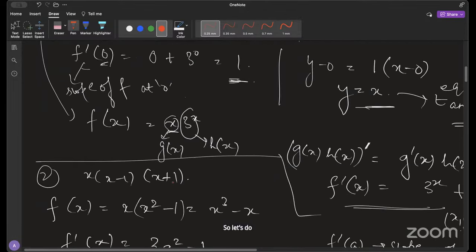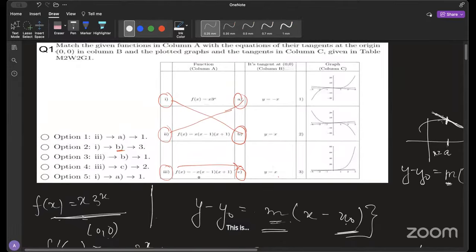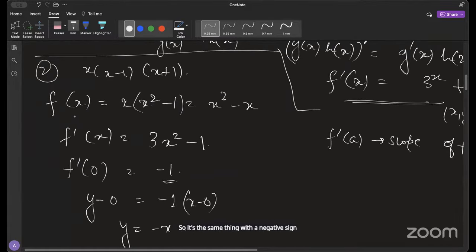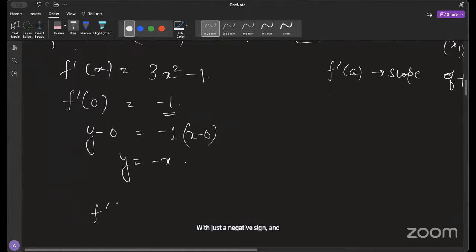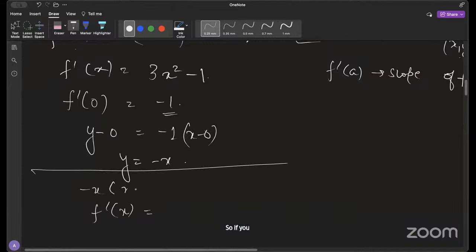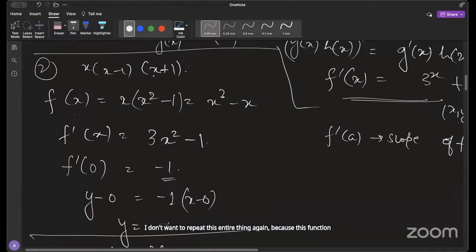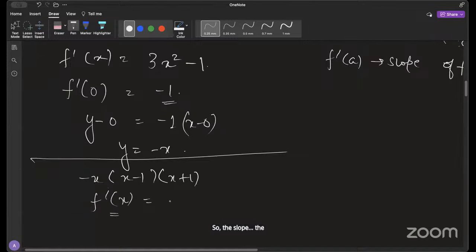So let's do this one too. This is the same thing with a negative sign, that's all. So it's the same thing with a negative sign. That means your f(x) will be the same thing with just a negative sign, and your f'(x) will be the same thing with just a negative sign this time, right? So if you have minus x, x minus 1, and x plus 1, I don't want to repeat this entire thing again because this function is just the negative of this one. So the slope, this derivative is also going to be just the negative of the derivative of the previous one.